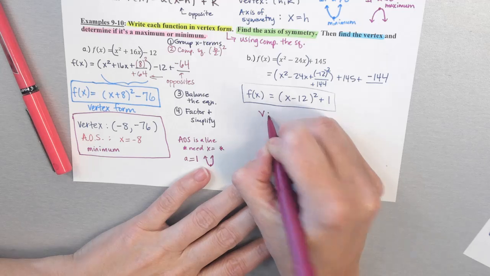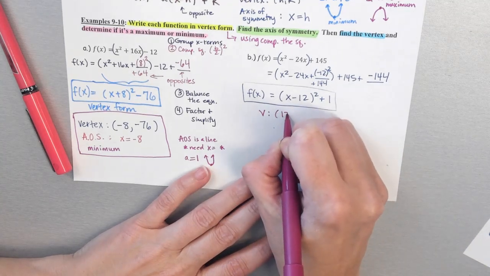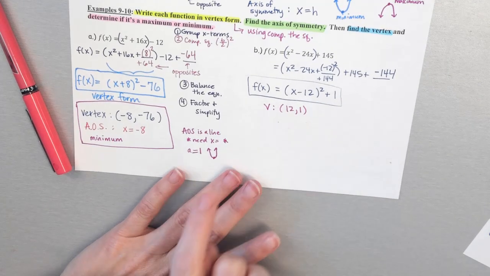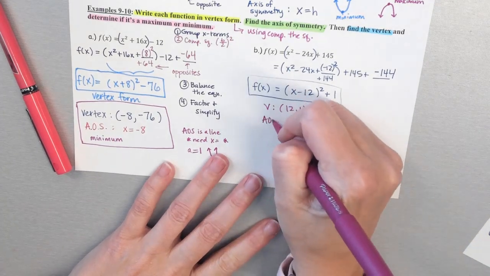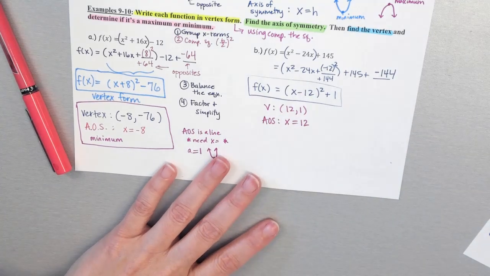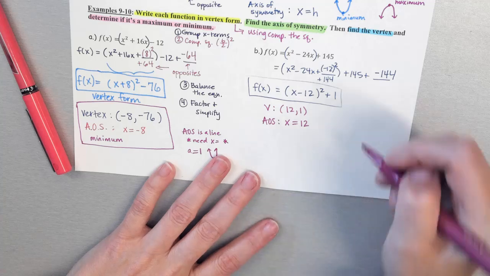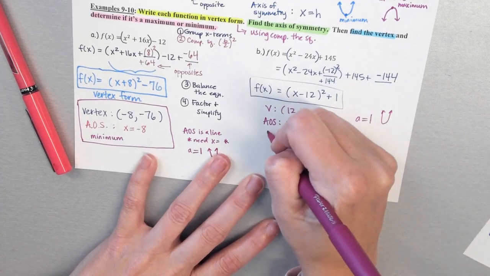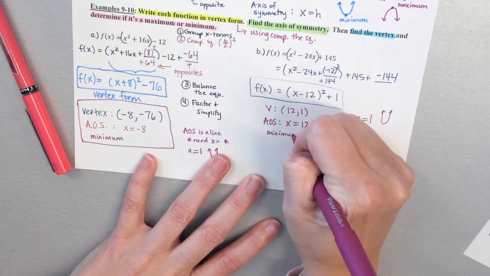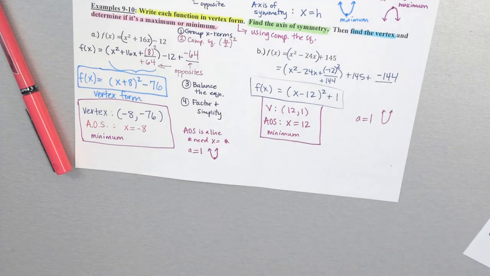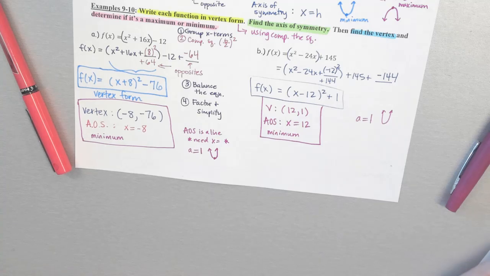And then for the vertex, if you just want to label it v, that's fine. So it's always the opposite. And then what's on the outside? Axis of symmetry is always going to equal the x coordinate of your vertex. And then anytime your A value is 1, it's positive. So that means you're going to have a minimum. Okay, so vertex, axis of symmetry, and minimum.